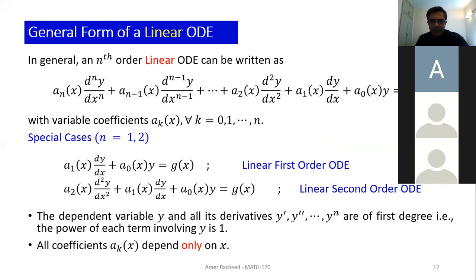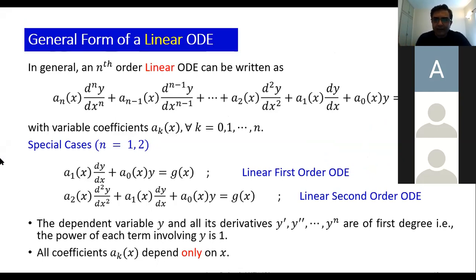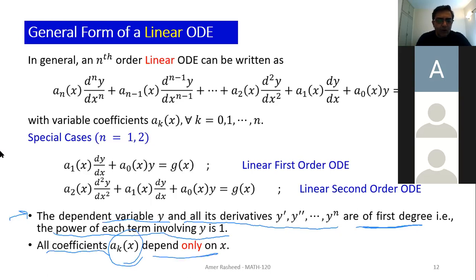In the differential equation, now if we look at the dependent variables, why do we call it linear? Because the dependent variable y and all of its derivatives are of first degree, means its power is 1. That is the power of each term involving y is 1. All the coefficients a of x depend only on x. This is what I have written here. In coefficients there should be only x, not y, okay? Then they stay linear differential equations.